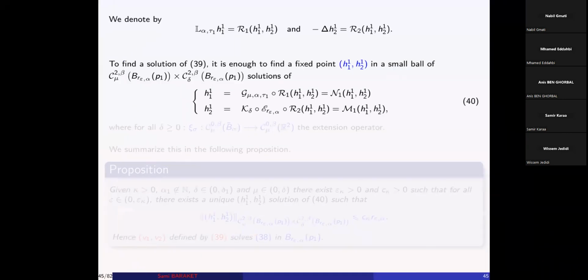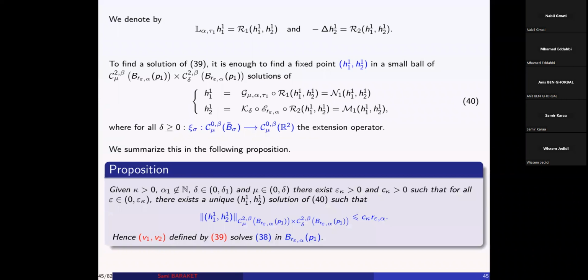And then using the inverse operator, which I described before, we have to solve the problem 40. And this problem is solved by using the contraction fixed point theorem. So we prove that there is H11, H21 such that U1 and V1 is exact solution of our system, and the norm of H11, H21 is of order R epsilon alpha.